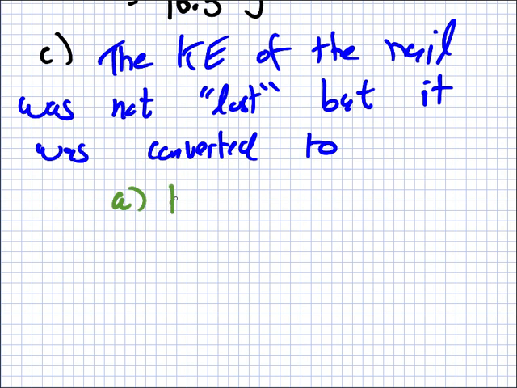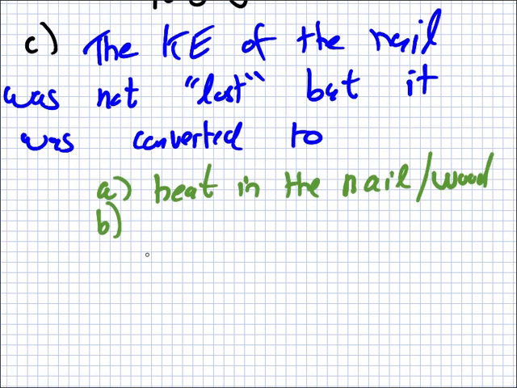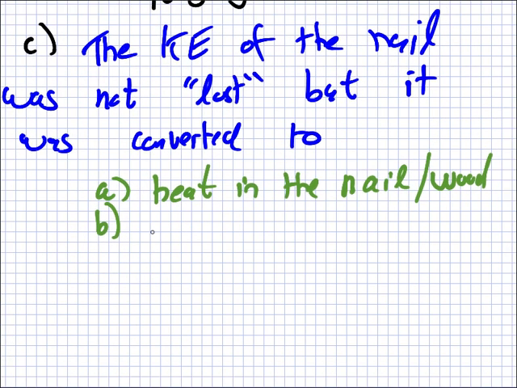Very good, Ben. Heat in the nail and in the wood as well. Okay, good. That's one. What else? What potential energy? Yeah, I understand what you're saying because it got stuck in the wood. Let's leave that one till the end. What's an easier one first?